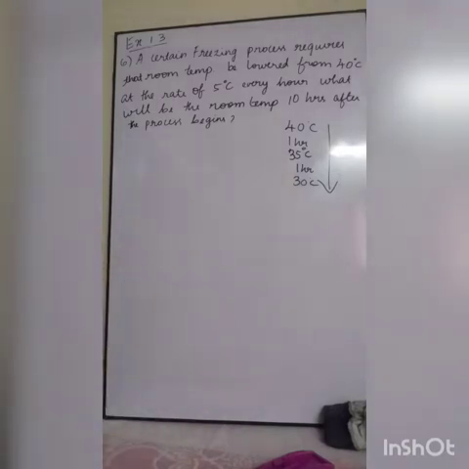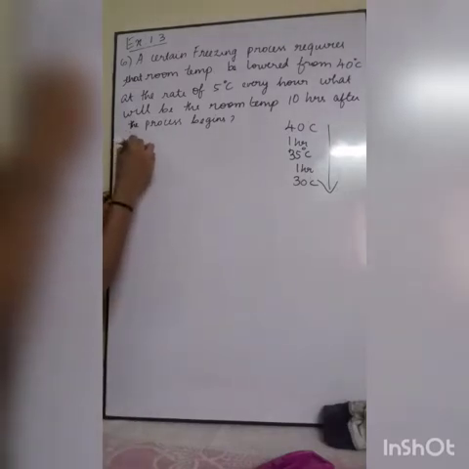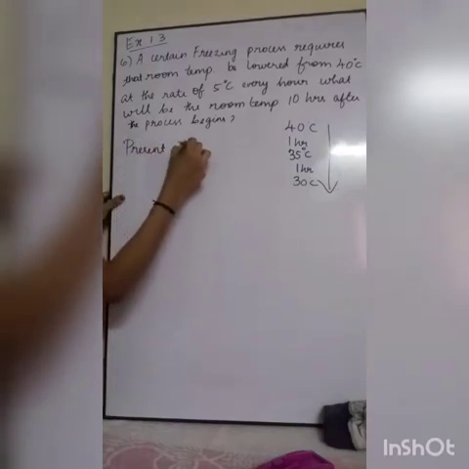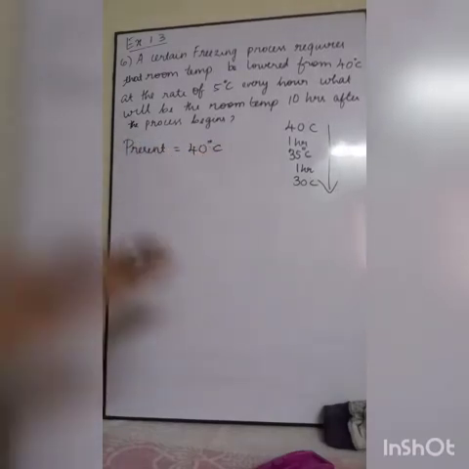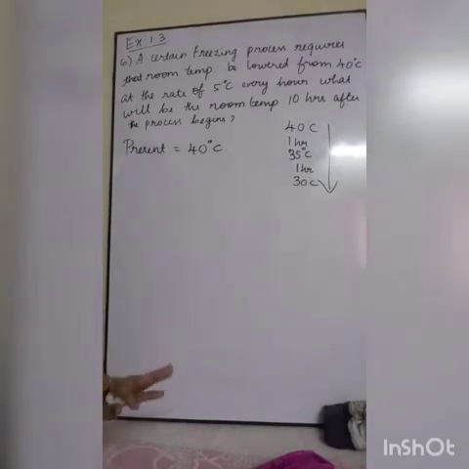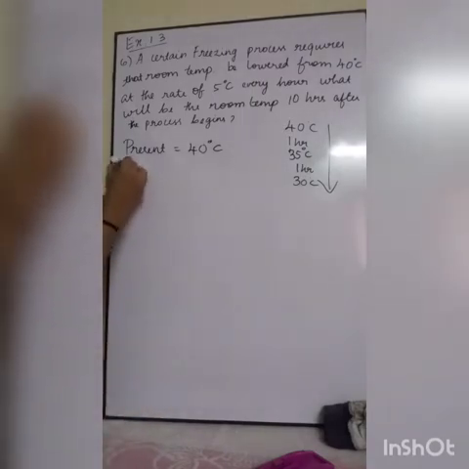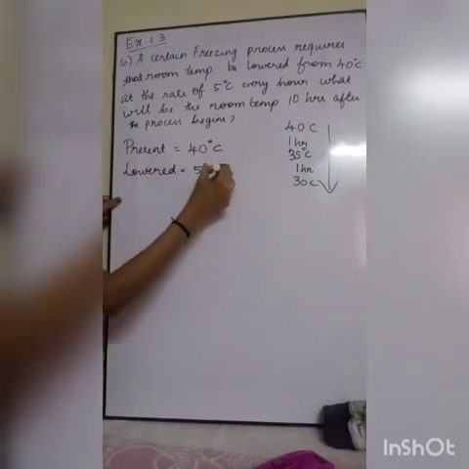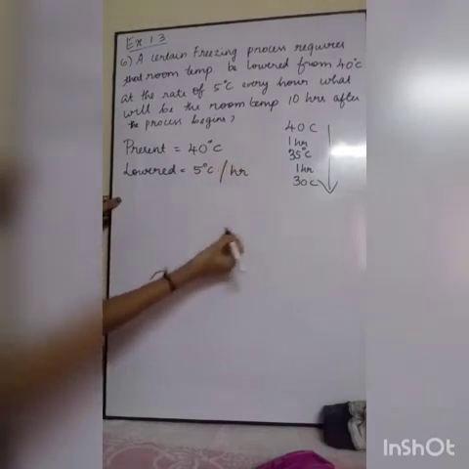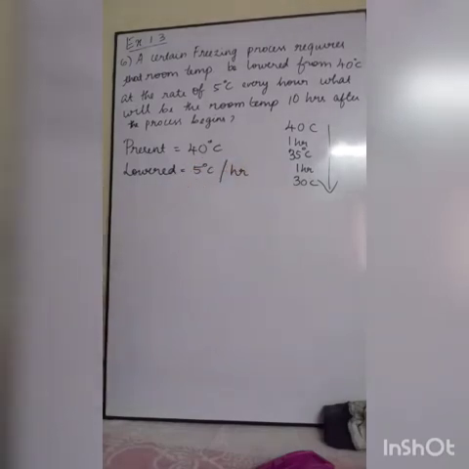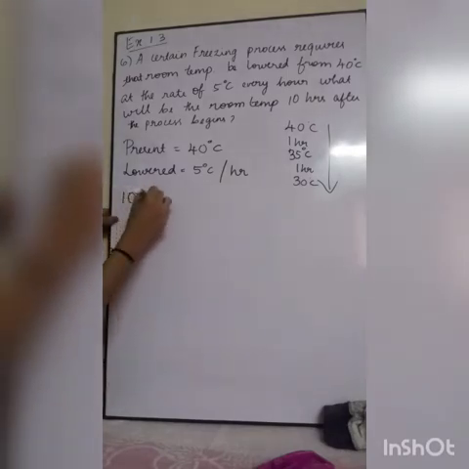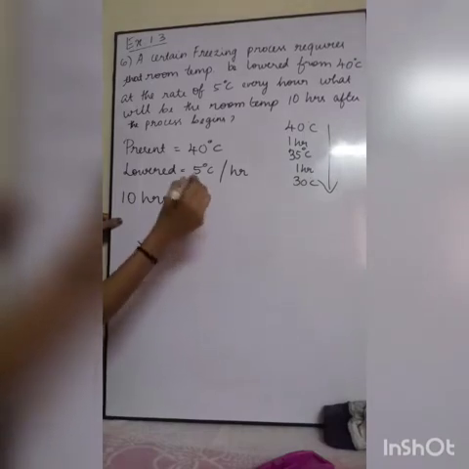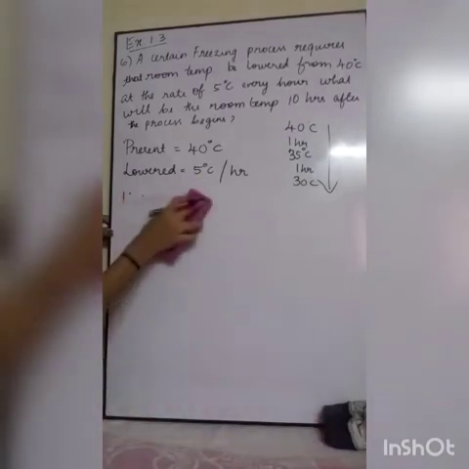When I work the problem, you will get a clear idea about it. Listen, what is our present room temperature? 40 degrees Celsius. Now our room temperature is 40 degrees Celsius, imagine that. Next, how is the room temperature lowered? 5 degrees Celsius per hour, for every hour. Then for 10 hours, how much will it be lowered? Listen, we have to find it for 10 hours.